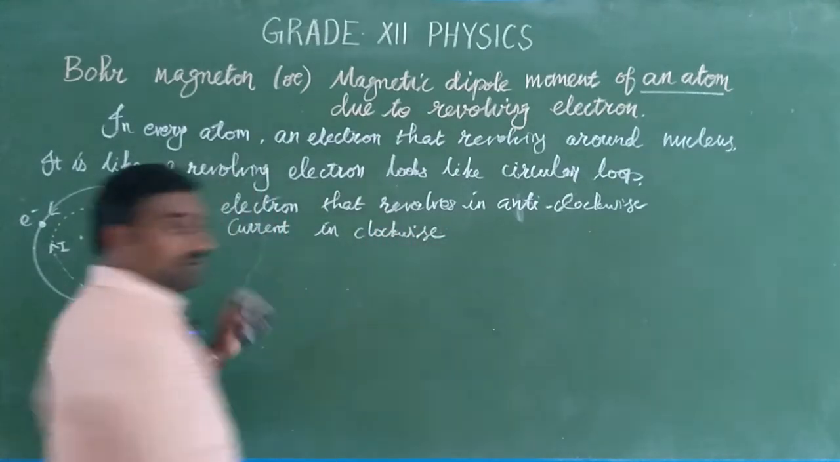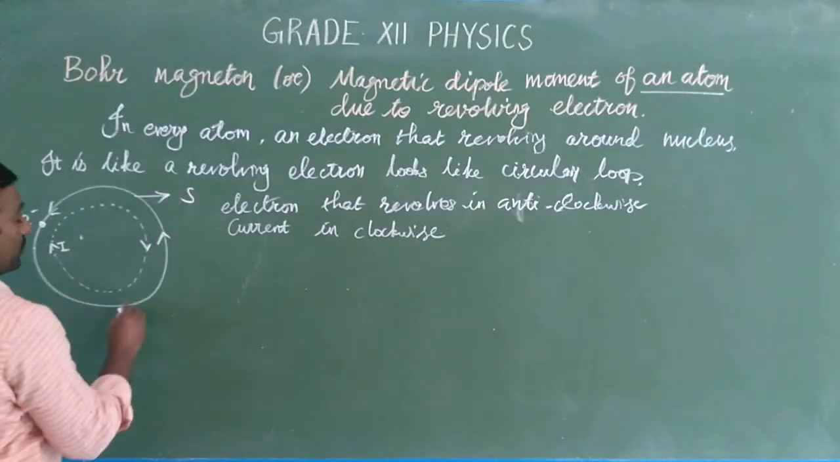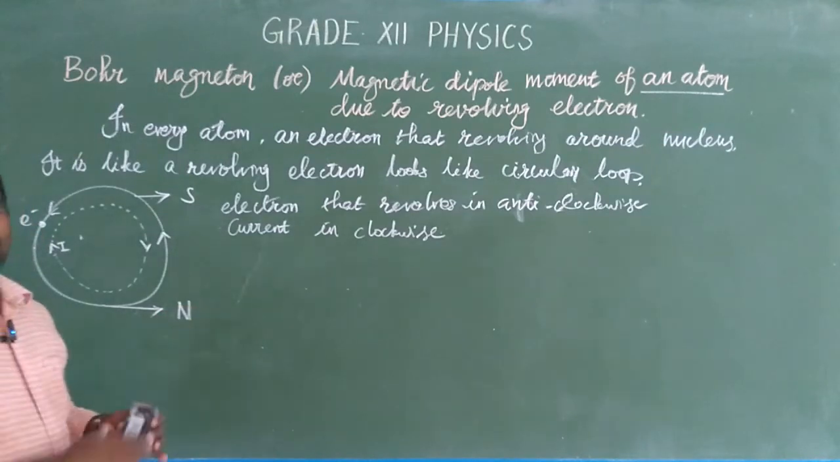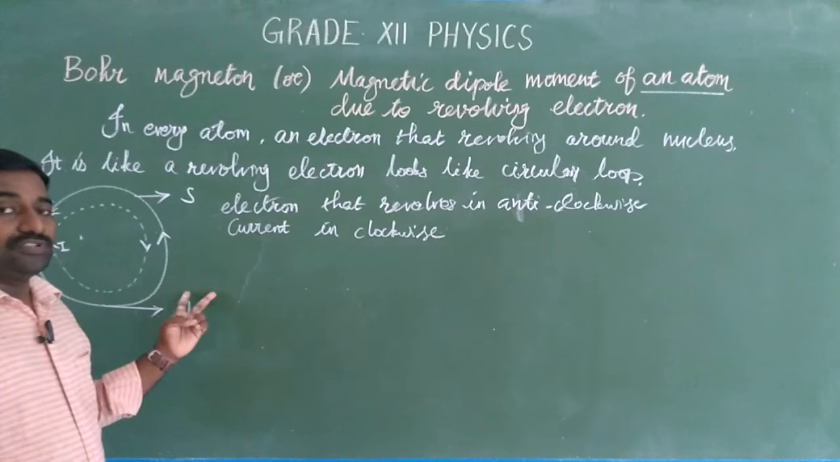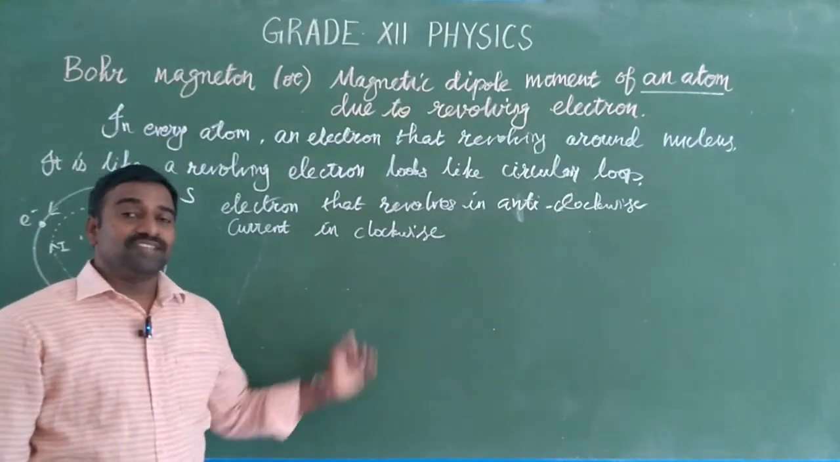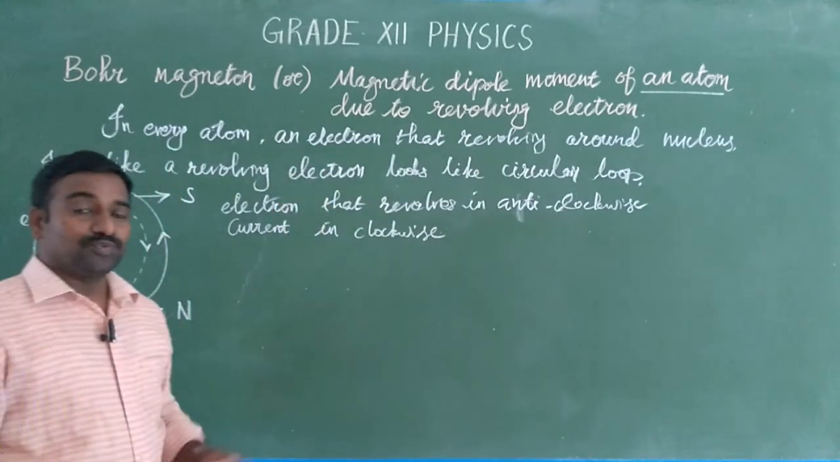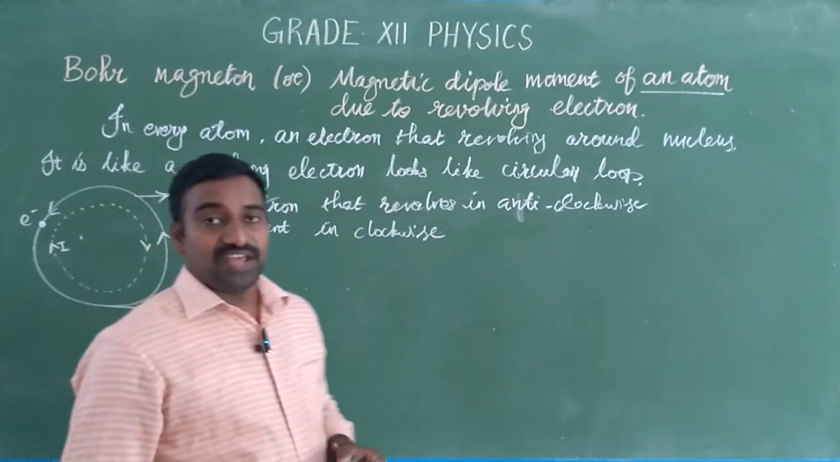If the current flows clockwise, the upper portion behaves as a south pole, whereas the lower portion behaves as a north pole. So, same as a bar magnet, the electron also has a magnetic dipole. We can say that an electron in an atom also behaves like a magnetic dipole. Hence it is proved. In the board exam they ask the question: under which situations does an electron behave like a magnetic dipole?